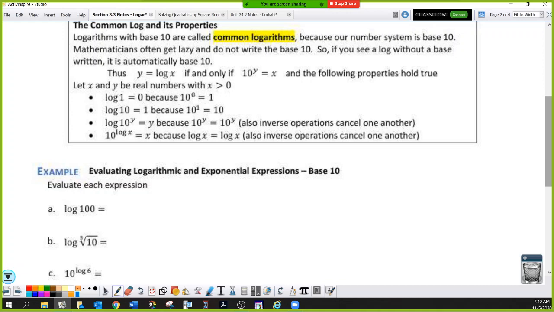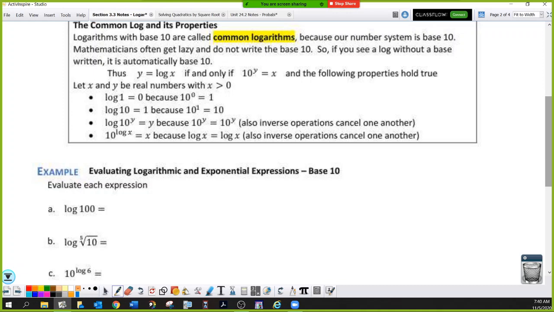They're so insanely common that mathematicians just got lazy and thought, we don't want to write that base 10 all the time. We have to use it so often. How about we all just agree that most logarithms are base 10? So if we don't write a base, we all just agree that it's a 10. And that's what's happening. If you look at your calculator, it has a button that just says log. That means log base 10. We call it the common log.